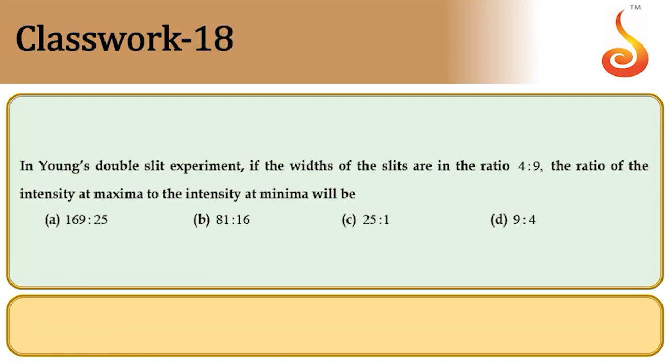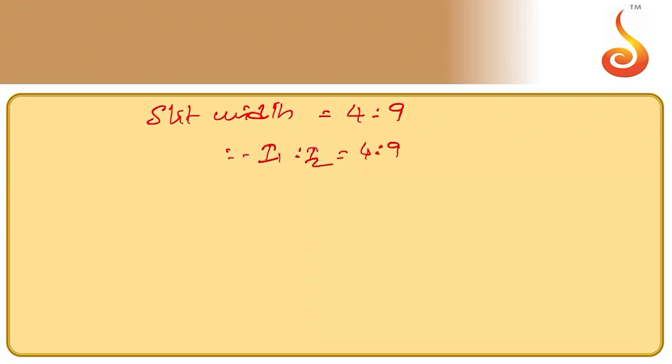Example 18. In Young's double slit experiment, if the widths of the slits are in the ratio 4:9, what is the ratio of the intensity at maxima to the intensity at minima? So the slit width ratio is 4:9. Therefore, I1 is to I2 is equal to 4:9, or A1 is to A2 is equal to 2:3.